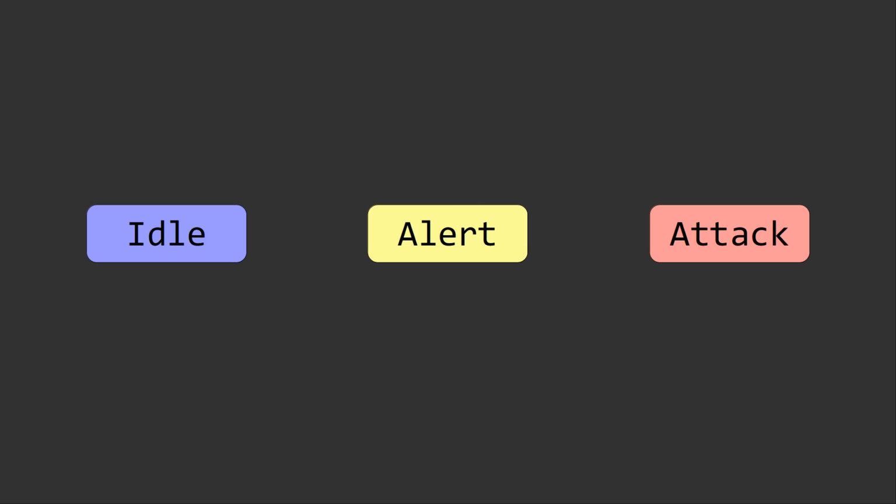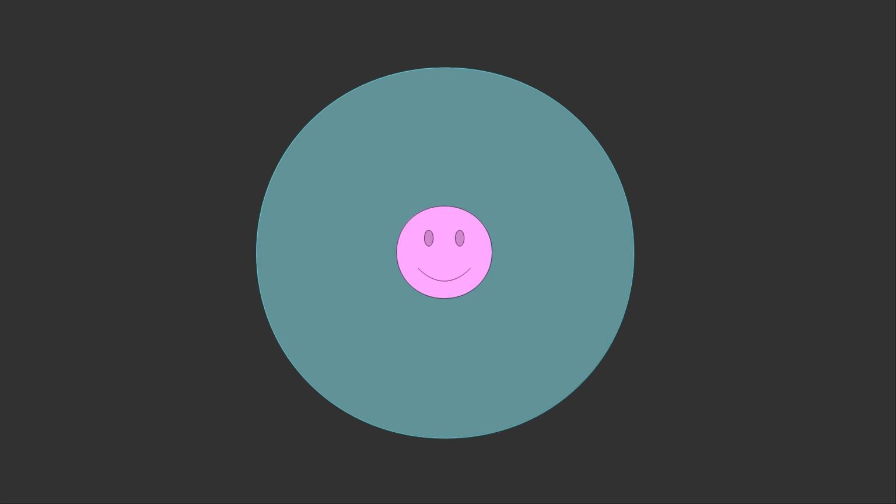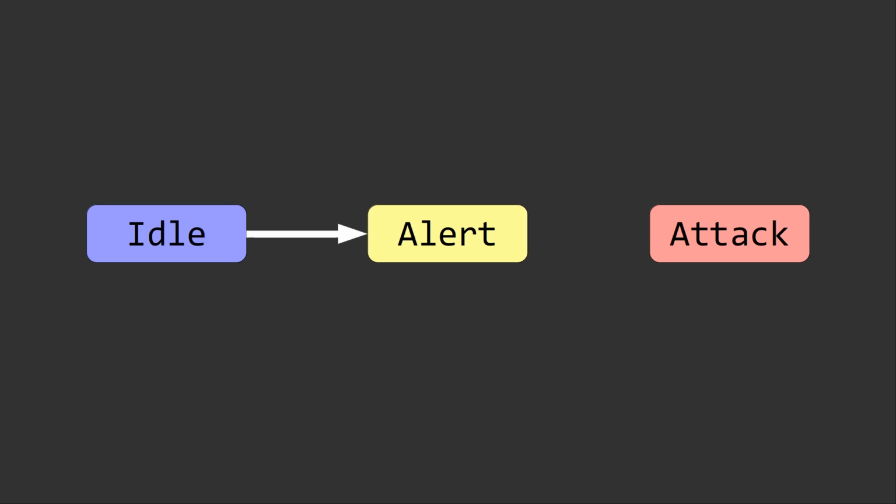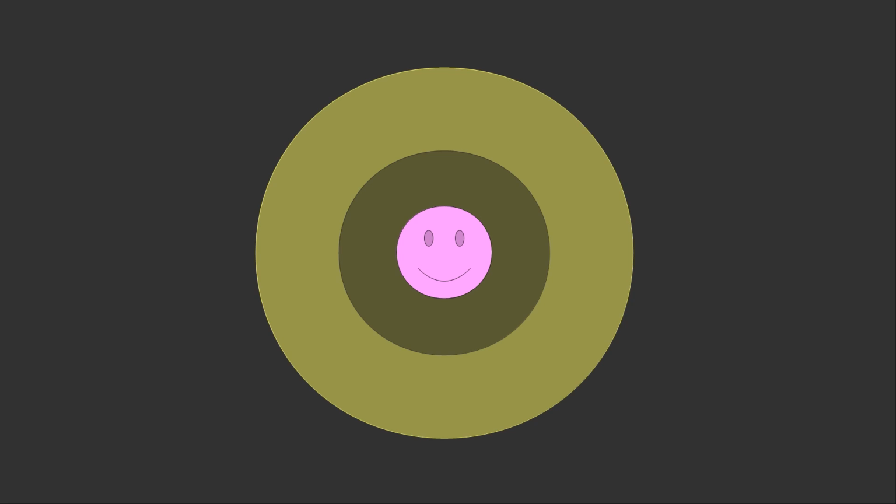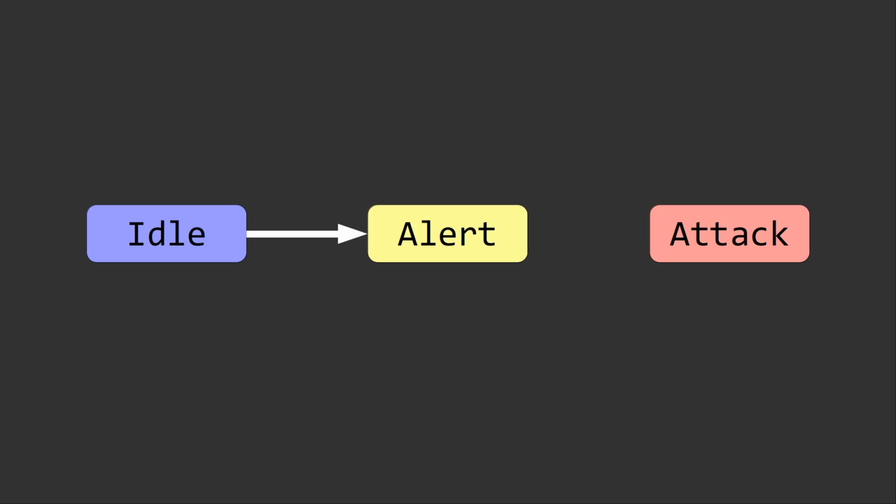So for example, while we're in the idle state, we could set up a detection radius and say that if we detect the player within that radius, we'll switch to the alert state. And when we're in the alert state, we could have another smaller detection radius for attacking the player. That way we're able to switch states in this sort of direction.